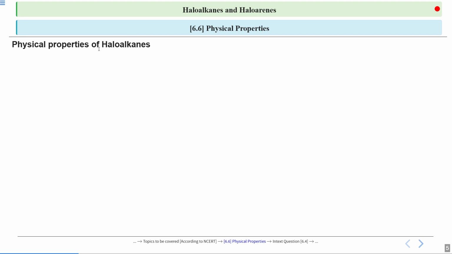In the physical properties, because we are studying the chapter Haloalkanes and Haloarenes, let's see the physical properties of haloalkanes first. Haloalkanes means halogen and alkane, alkyl halide you can also say. If you talk about the color of haloalkanes, the pure alkyl halides, without any impurity, are colorless. That's why we are using the word pure here. So, pure alkyl halides are colorless. They don't exhibit any kind of color.